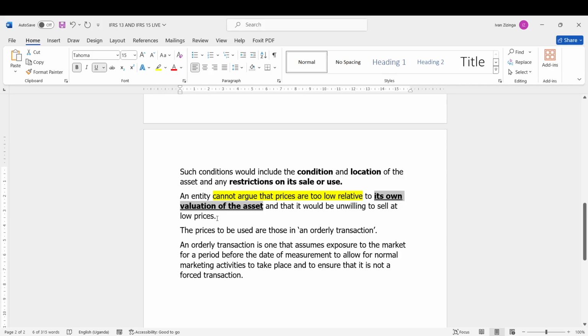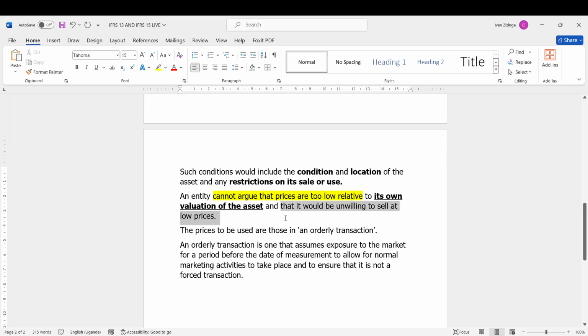If you have a phone, please screenshot this, because it's just a small statement, but you're going to find it in the questions that the examiner set. Because the IFRS 13 says an entity cannot argue that the prices are too low relative to its own valuation of the asset. The reason is IFRS 13 says consider market participants. And it can also not say, you're giving me less and therefore I'm not going to sell at these low prices. An entity has no power.